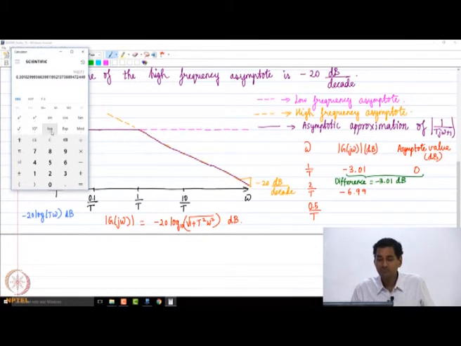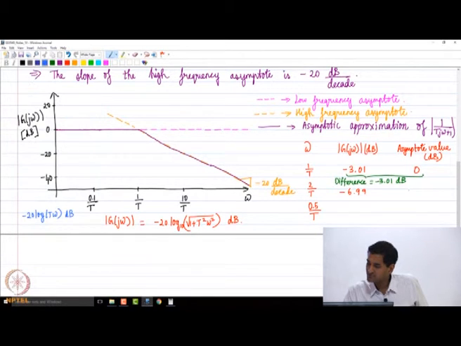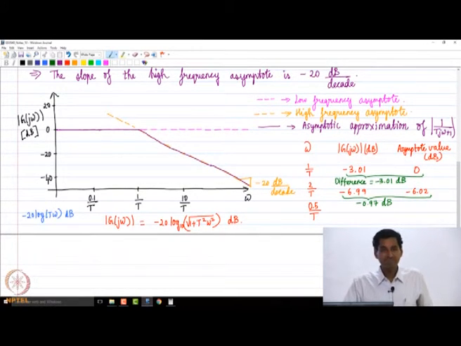So I'm going to get 0.3010, right? Multiply by 20, you get almost around 6. So we are going to get around 6.02 decibels, right. So this is going to be minus 6.02. So what do you think is the difference between the two? It is going to be 0.97 decibels, right.